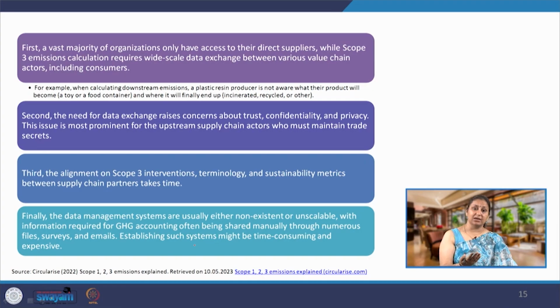Sometimes we want to declare, and the other times the business requirement is such that we cannot declare. So, that is another challenge that is faced by a lot of companies which want to declare. The third is the alignment on scope 3 interventions. So, this is what I have been discussing, that scope 3 is really wide, and there is not one party as a stakeholder, there are multiple stakeholders through the entire value chain.